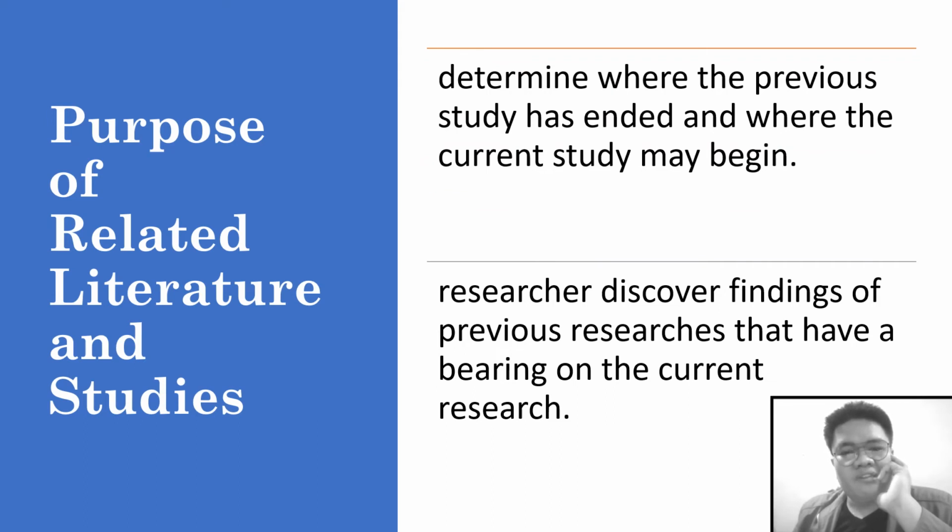Furthermore, the review of related literature will help us determine where the previous study has ended and where the current study may begin. How is that possible? It is possible that your research is a continuation of a research of another group of researchers. For that reason, you need to know where they ended so that you will know what to continue on. Or for example, if a group of researchers last year found out that this concentration of substance is not effective as an insecticide, you might want to explore higher proportions of the substance.